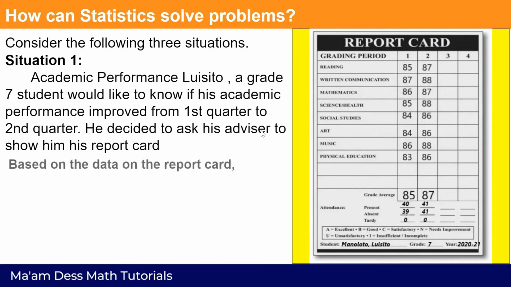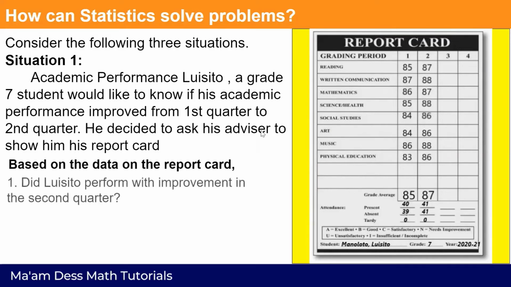Now, based on the data on the report card, number one, did Luisito perform with improvement in the second quarter? So as you can see, look at the grades. Reading 85 to 87, written communication 87 to 88, mathematics 86 to 87, science health 85 to 88, social studies 84 to 86, art 84 to 86, music 86 to 88, physical education 83 to 86, and then the general average is 85 to 87.